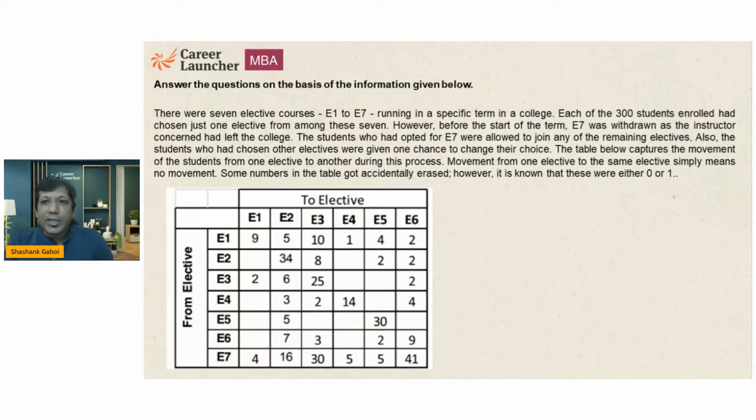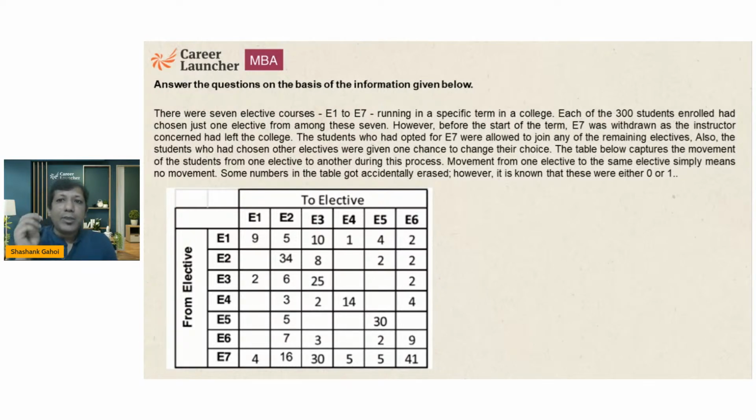However, before the start of the exam, E7 was withdrawn as the instructor concerned left the college. So they have discarded E7, because now there is no one to teach. So there are 6 electives left: E1, E2, E3, E4, E5, E6. The students who had opted for E7 were allowed to join any of the other remaining electives. So a person who had joined E7 can go to E1, E2, E3, E4, and so on.